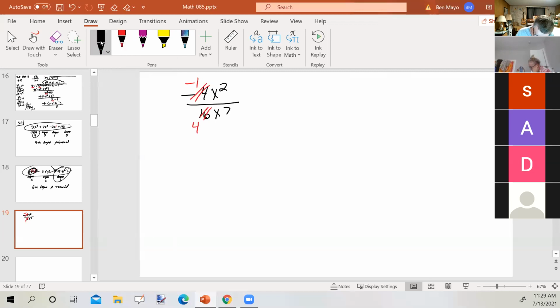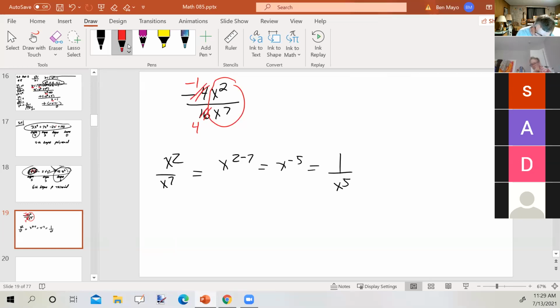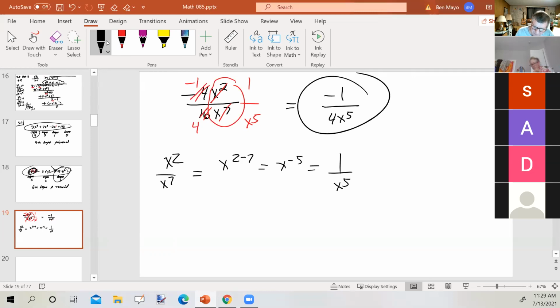X squared over x to the 7th power, in other words this part of the problem, would be x to the 2 minus 7, or x to the negative 5 power. But we're going to rewrite that as 1 over x to the 5th. So now up on top, I've got negative 1 times 1, and on the bottom, I've got 4x to the 5th. You could write it that way, or you could write it this way, putting the negative sign out in the front.